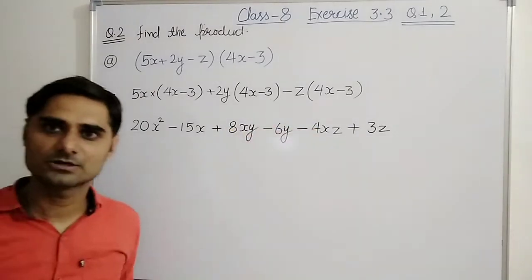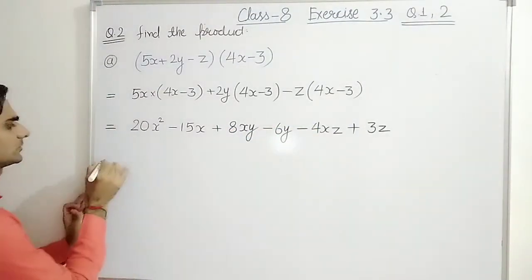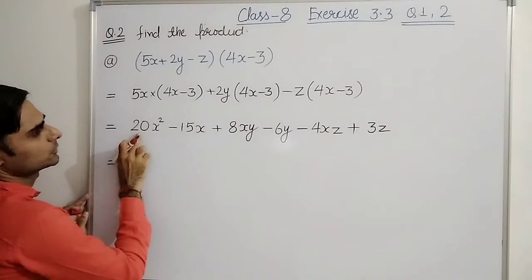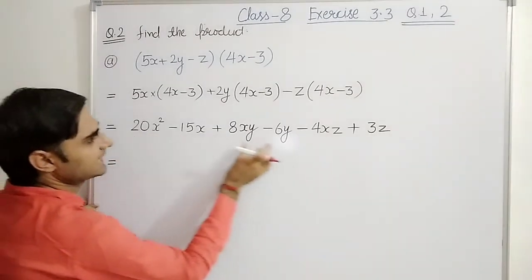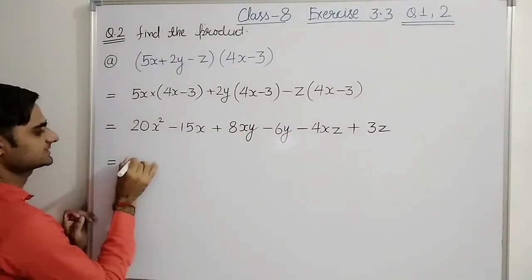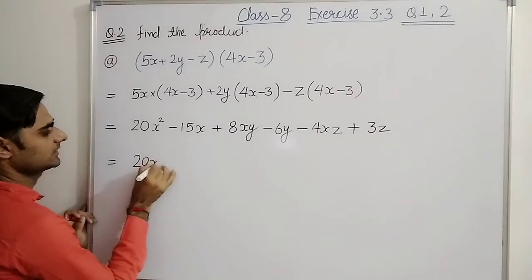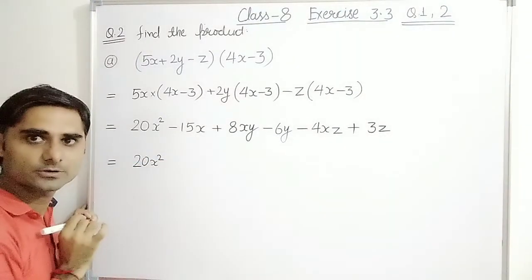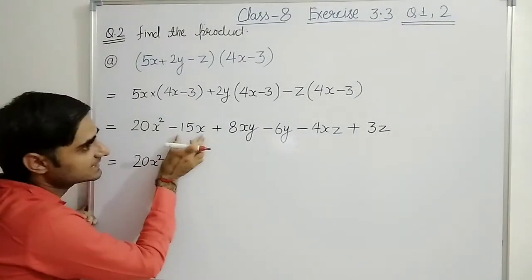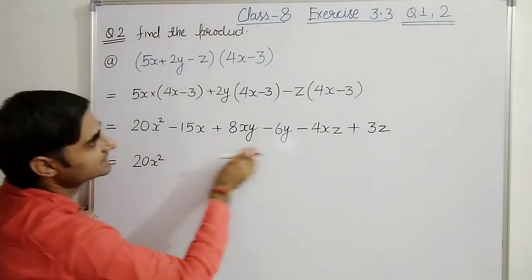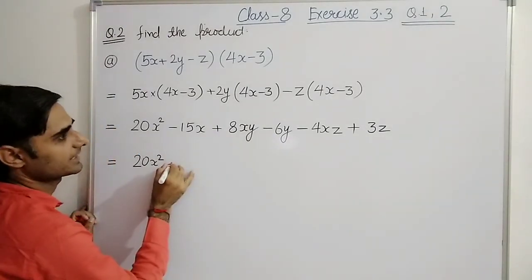Has everyone understood up to here? Next, look, it will be equal to 20x square. Is there any like term? No. So just write as it is, 20x square. Okay. This is x. Is there any other like term in this one? No. Write as it is.